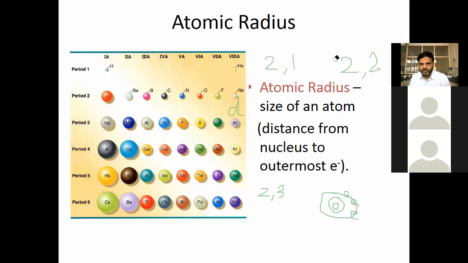Very good. So I will erase all what I have written on the slide. Okay, just wait. So when we proceed from left to right, atomic size is going to decrease, and top to bottom atomic size is going to increase. So this indicates that, what indicates that, the atomic size.